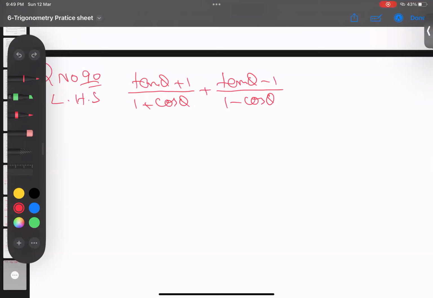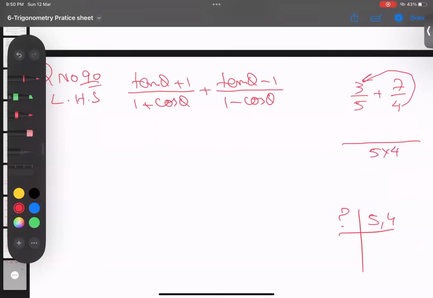Whenever this kind of concept comes, like the example 3 by 5 plus 7 over 4 I give you, when there's nothing common between 5 and 4, I can't divide by one common factor. Then what is the LCM? The LCM will be the product of 5 and 4. Then this 4 multiplies there, and this 5 multiplies there. This is the same approach I will apply here, because 1 minus cos and 1 plus cos have nothing common between them. So let's see how we can deal with this concept.